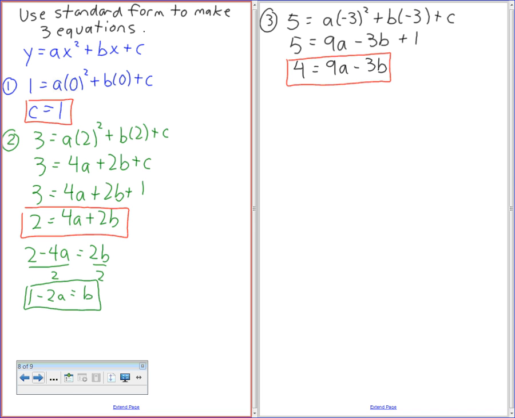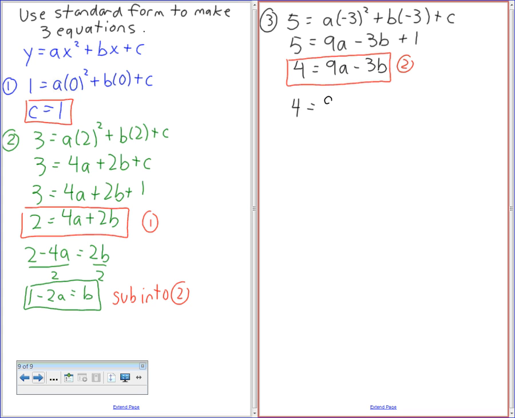Do you want to do like 1 and 2? So I'll say sub them into 2. Okay, so that's going to be 4 equals 9a minus 3 bracket 1 minus 2a.